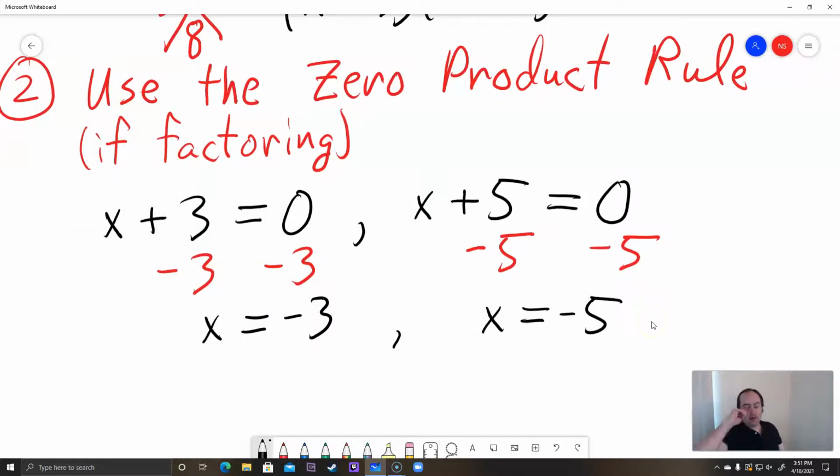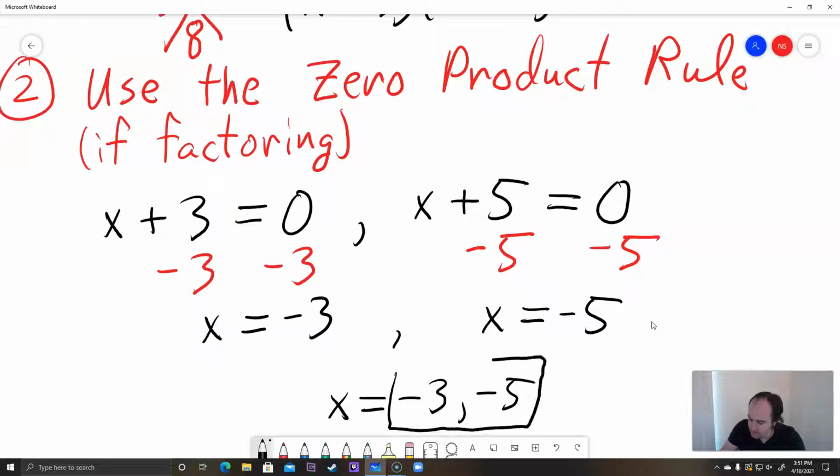Okay, and that's actually the whole problem. So on MyMathLab, the way you write your answer is as a list. They're going to write x equals negative 3 comma negative 5, and then we box that.